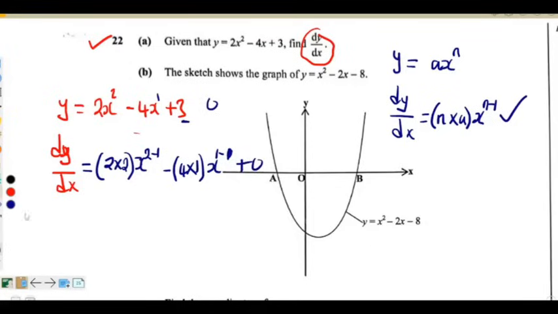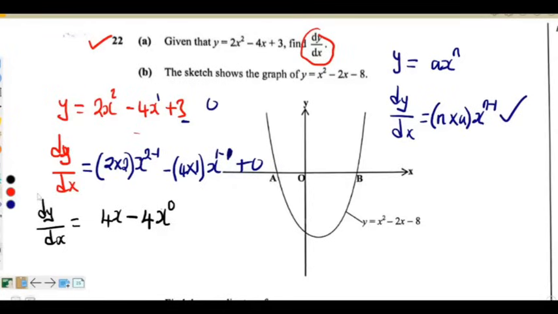From there, dy/dx is equal to 2 times 2, which is 4x, with 2 minus 1 being 1. Even if I put a power 1 there it won't mean anything, so you can just get rid of it. Unless you have a power greater than 1, you don't need to show it. Then minus 4 times 1, which is 4, x. Now, 1 minus 1 is 0, so the power here was 1, which was reduced by 1, giving power 0.